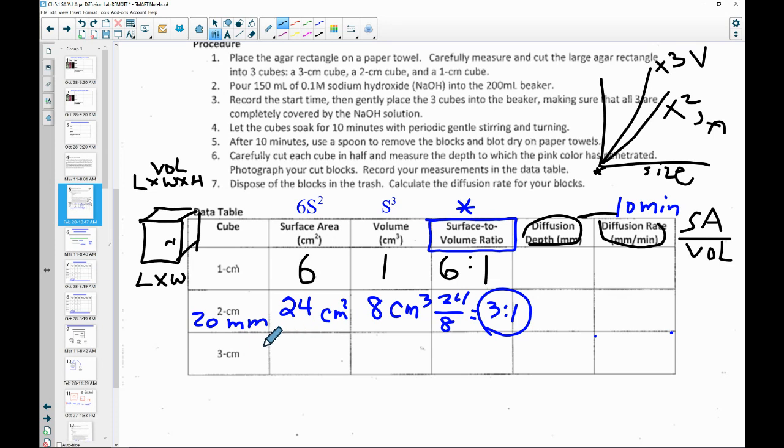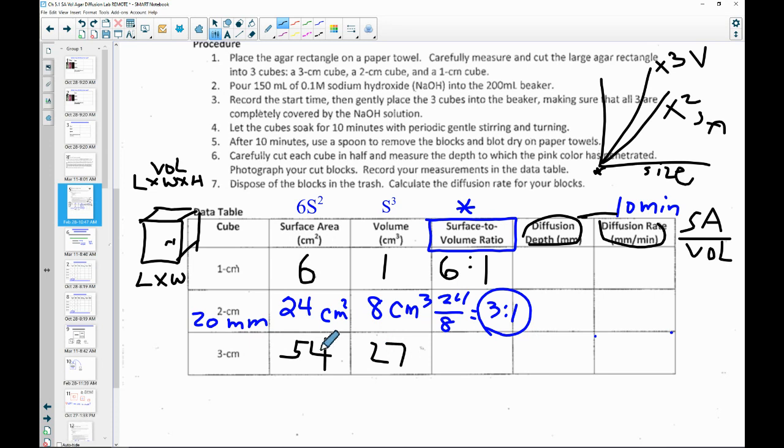If I do a 3 centimeter cube, 3 times 3 is 9, times 6 is 54. And this is one of the problems you had to do, so you can also use this to check that worksheet. 3 times 3 is 9, times 3 is 27 for our volume. Now we want to reduce this. We could say 54 to 27, but we want to reduce this down so that this lower number is 1.